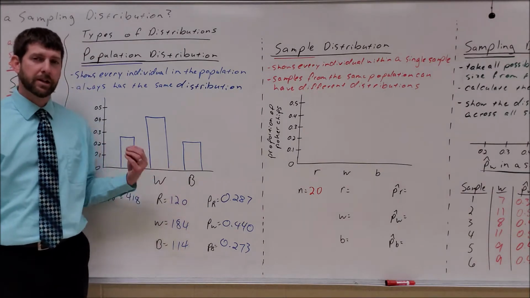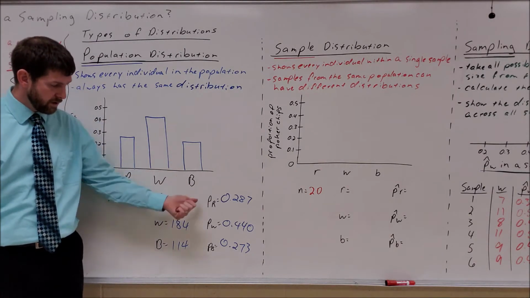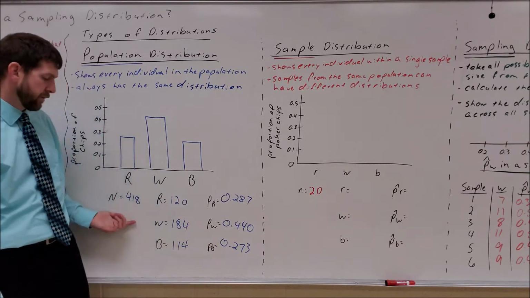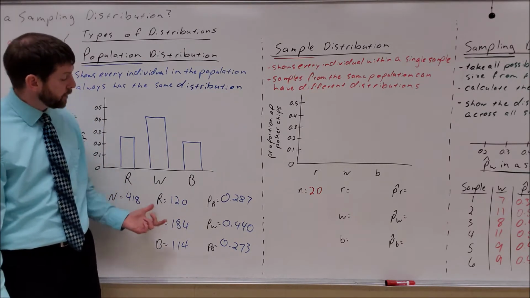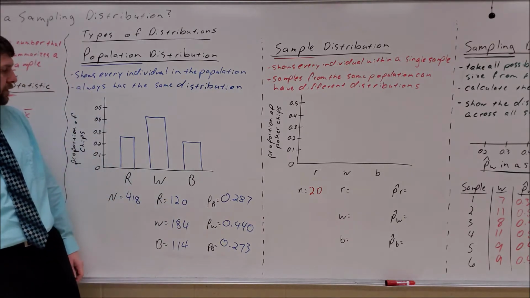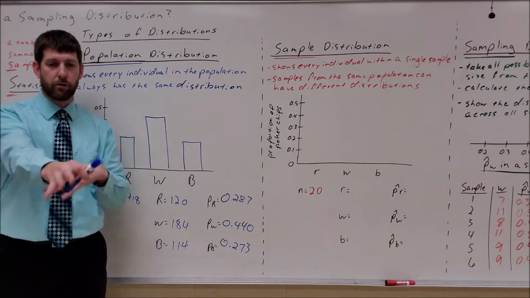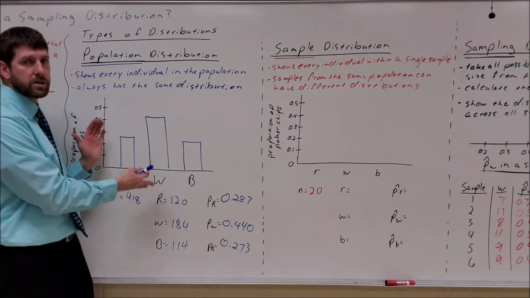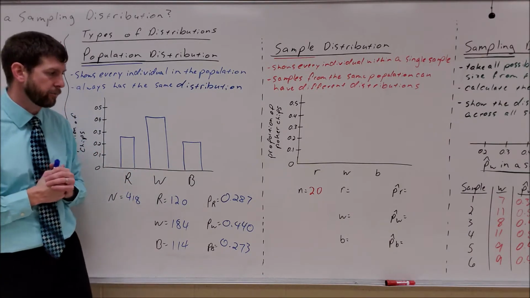So this is the population distribution, and these are some of the parameters that we've calculated. We have the sample size, population size. We have population proportions for each one of those colors. No matter how I grab those 418, it's always going to produce this one picture right here.